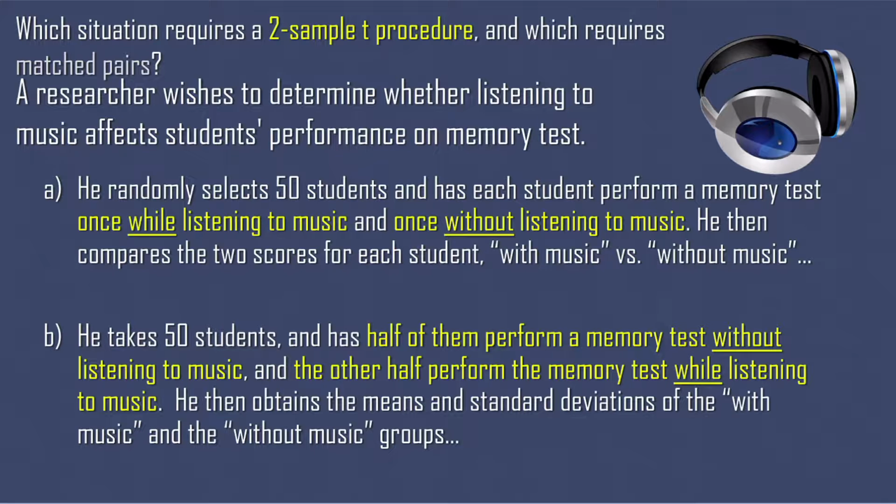Okay, so A, he randomly selects 50 students and has each student perform a memory test, once while listening to music and once without listening to music. He then compares the two scores for each student, with music versus without music. Okay, that's the first one. The second one, he takes 50 students. Half of them perform a memory test without listening to music, and the other half perform the memory test while listening to music. He then obtains the means and standard deviations of the with music and the without music, and that's what he uses. Okay?